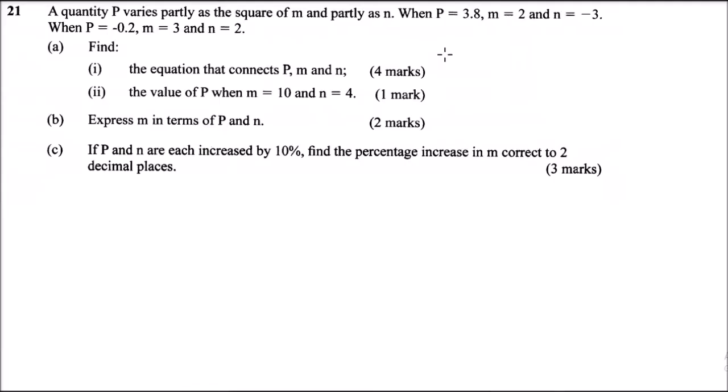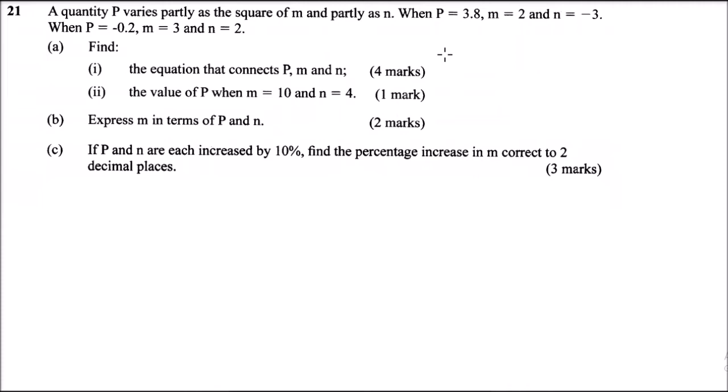Question number 21. A quantity P varies partly as a square of m and partly as n. When P is equal to 3.8, m is equal to 2, and n is equal to minus 3. When P is equal to minus 0.2, m is equal to 3, n is equal to 2. Part A, find the equation that connects P, m, and n, and you get 4 marks.